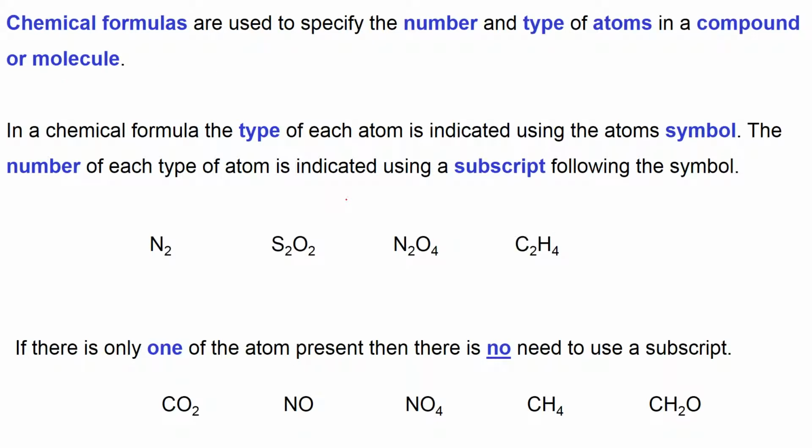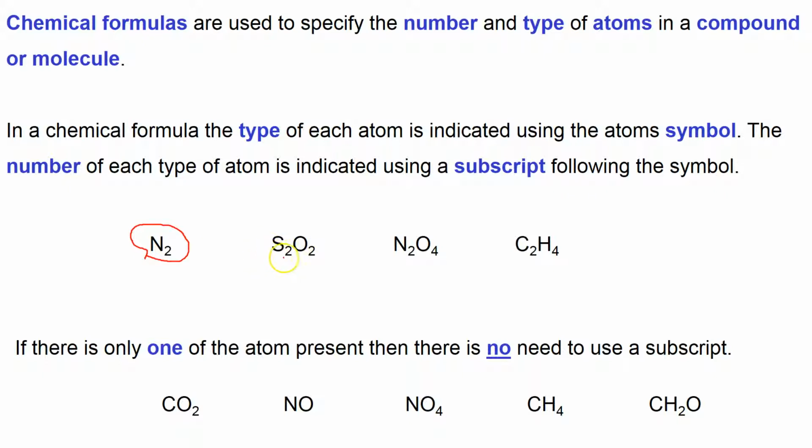So how we can represent the number of atom types present in a chemical substance is using a chemical formula. Chemical formulas are used to specify the number and type of atoms in a compound or in a molecule. In a chemical formula, the type of each atom is indicated using the atom symbol, which will be either 1 or 2 characters, and then the number of each type of atom is indicated using a subscript that comes after the atom's symbol. So here's an N2 molecule.